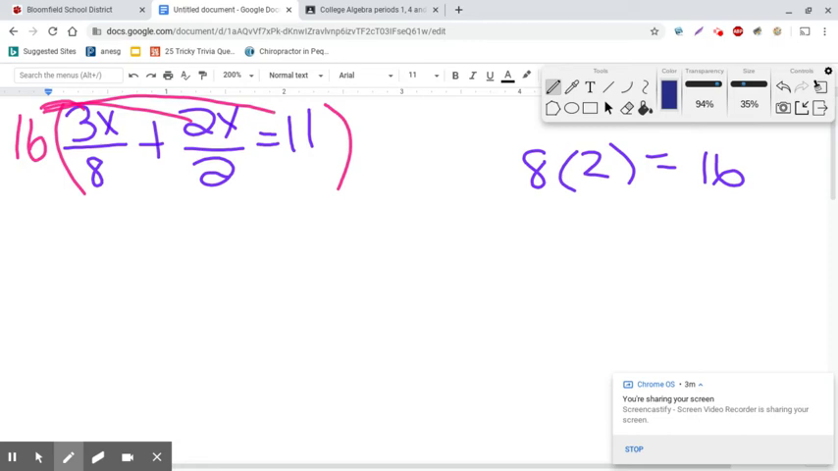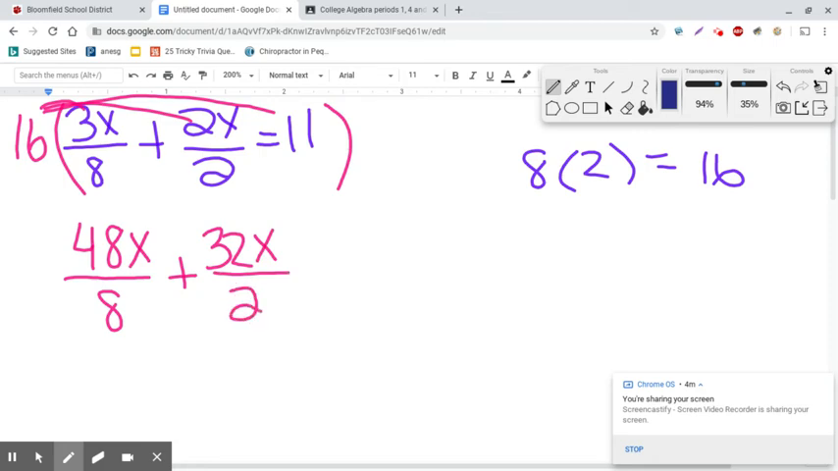16 times 3x gives us 48x, and we'll leave that over the original denominator. Bring down your plus. 16 times 2 gives us 32, don't forget your x, over the original denominator. Then we're going to do 16 times 11. Use your trusty calculators. You're going to get 176. First step done. Second step, divide.